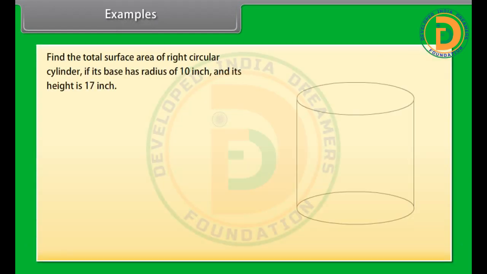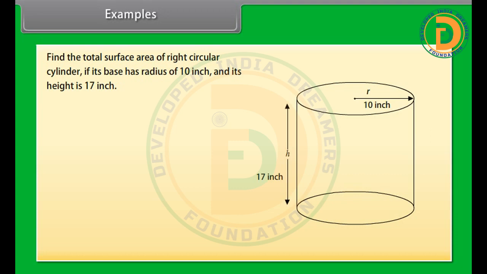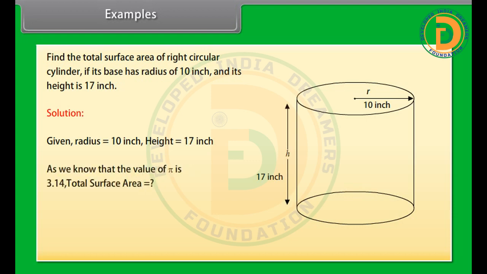Example: find the total surface area of a right circular cylinder if its base has radius of 10 inches and its height is 17 inches. Solution: radius is equal to 10 inch and height is equal to 17 inch, which is given. As we know that the value of pi is 3.14, now we have to find the total surface area.